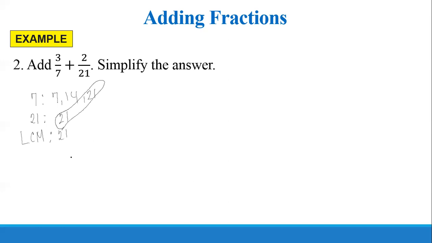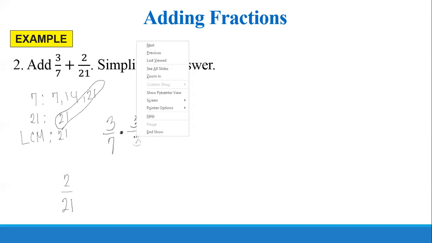So, what's next? Rewrite each fraction with a denominator of 21. So, since yung isa nating fraction ay 21 na yung denominator, there's no need for us to rewrite it just to make the denominator 21. Kasi 21 na yung denominator niya. So, yung unang fraction lang. So, 3/7. So, gagawin natin 21 si denominator. So, multiply both numerator and denominator by 3. Okay? To make the denominator 21. So, this is now equal to 9 over 21.